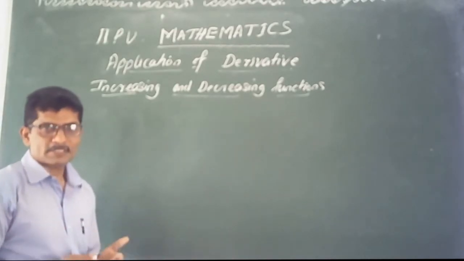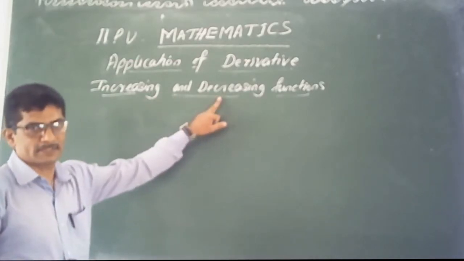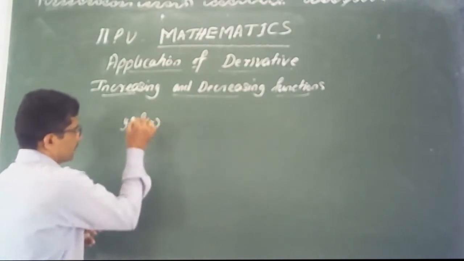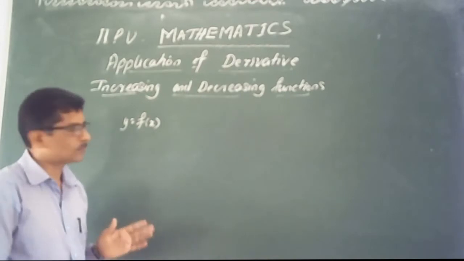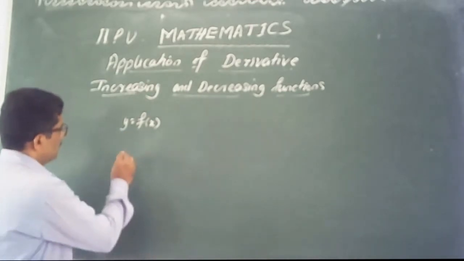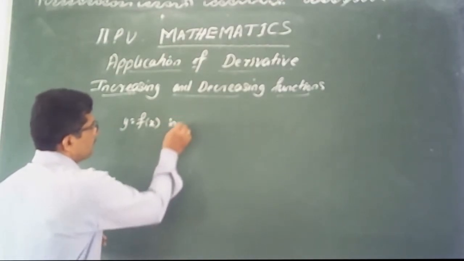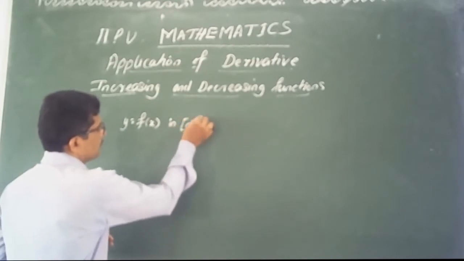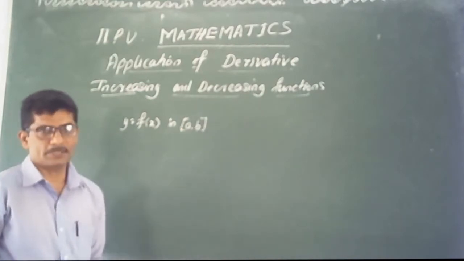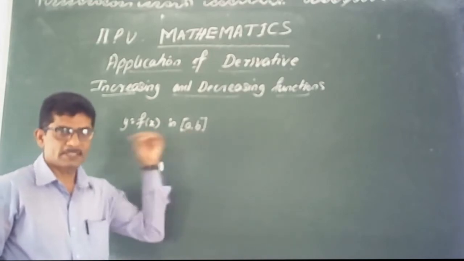First we discuss the basic algebraic definition of increasing functions and decreasing functions. Suppose y is equal to f of x is a real valued function, defined on the interval a to b, either closed or open. y is equal to f of x is a real valued function defined on the interval a to b.